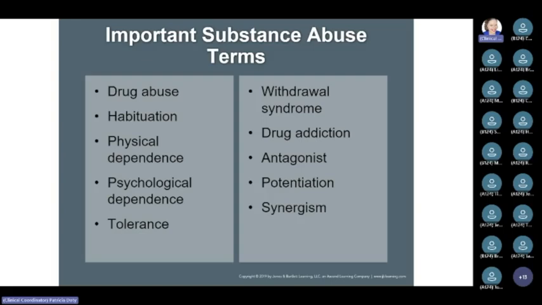And of course, an antagonist is the counteraction of what you've taken. Potentiation is just an enhancement of the drug from another one. And synergism, this is the action of two substances, such as drugs, in which the total effect is greater than the sum of the independent effects. And so that's where it's 2 + 2 = 5.